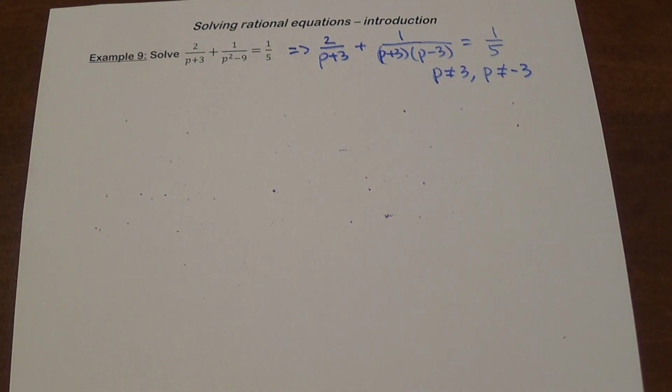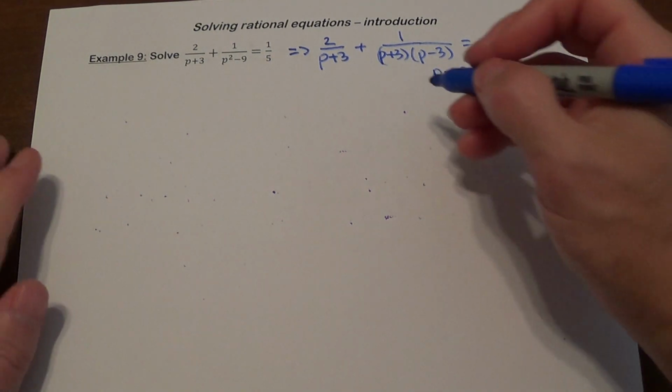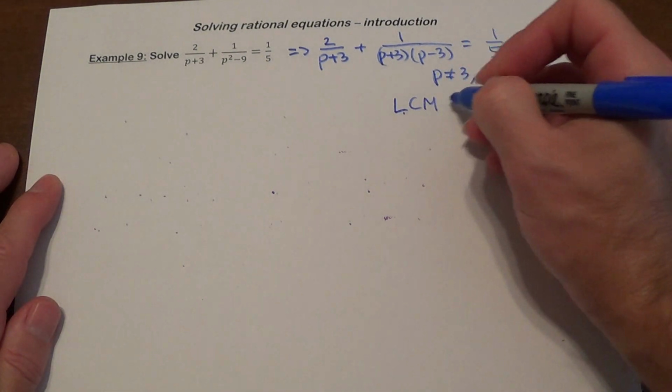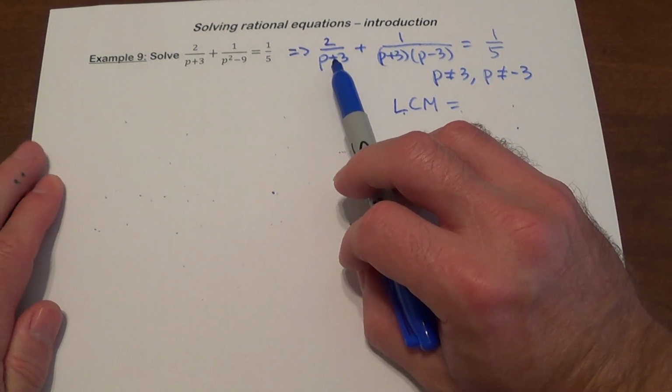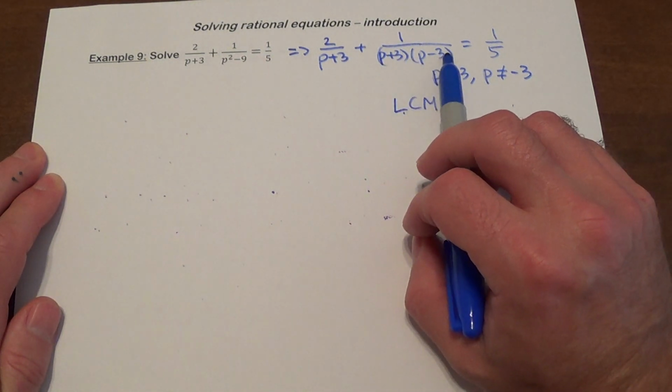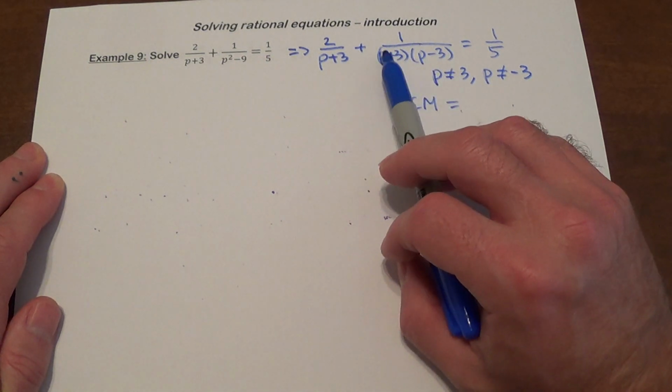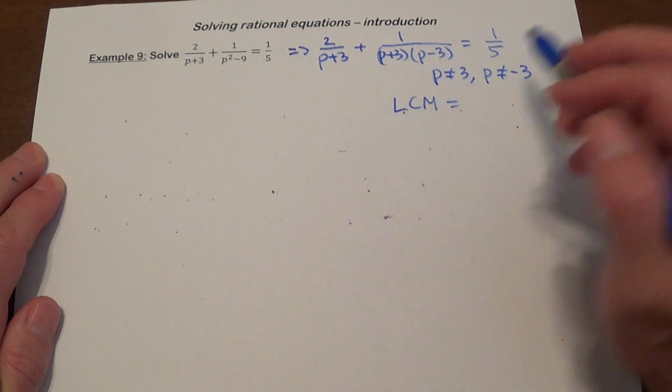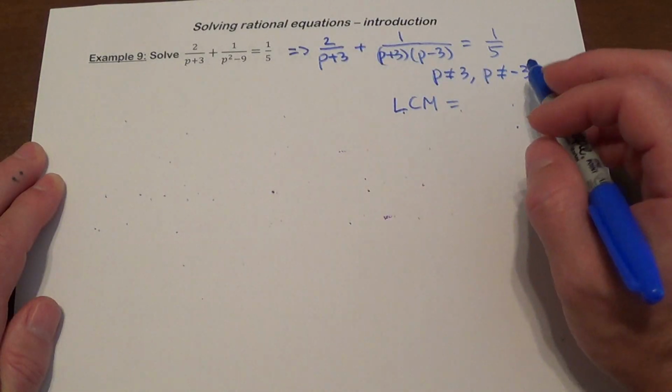Right? Because one of those values will make at least one of the denominators equal 0. But also, when we try to figure out the least common multiple, this fraction has p plus 3 in the denominator. This one has p plus 3 times p minus 3. So this goes into this whole fraction, I mean, this whole denominator.